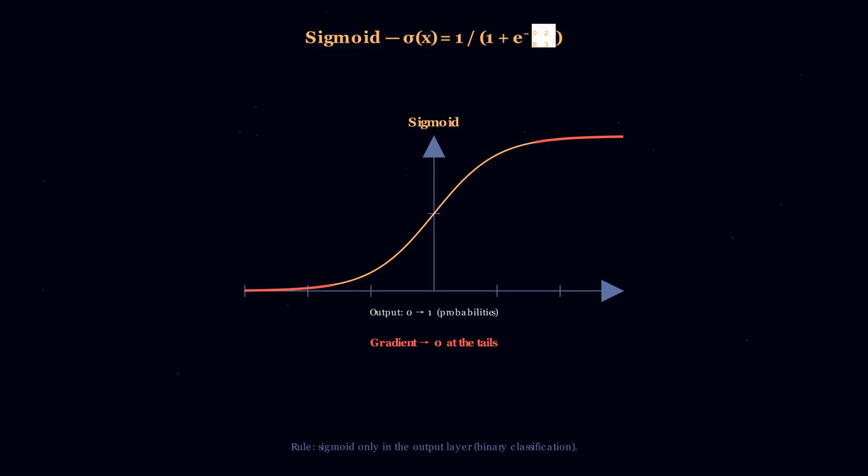The problem, the gradient. Look at the tails of the curve. As x gets large in either direction, the curve flattens out. The gradient approaches 0. When you multiply near-zero gradients across many layers during backprop, the signal vanishes before it reaches the early layers. Those layers stop learning. This is the vanishing gradient problem. Rule: do not use sigmoid in hidden layers. Use it only in the output layer for binary classification.